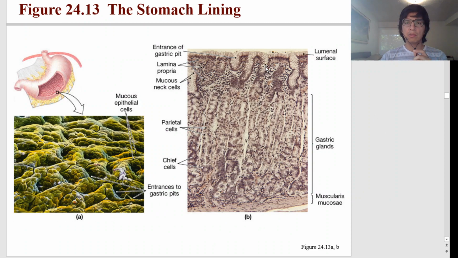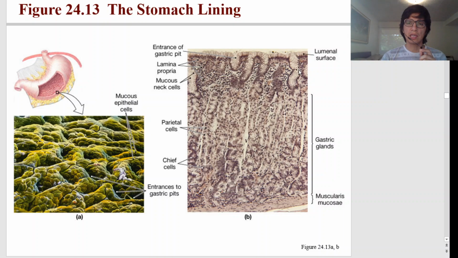Here is the view of the simple columnar epithelium at the surface of the stomach, and here are these gastric pits, these gastric glands. So, what's the definition of a gland? It's a cell and organs that release into a duct that gets exposed to the surface.